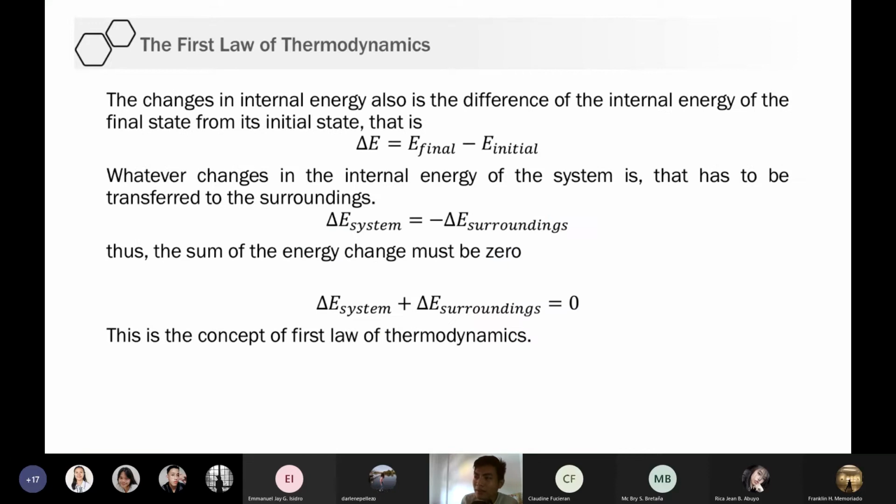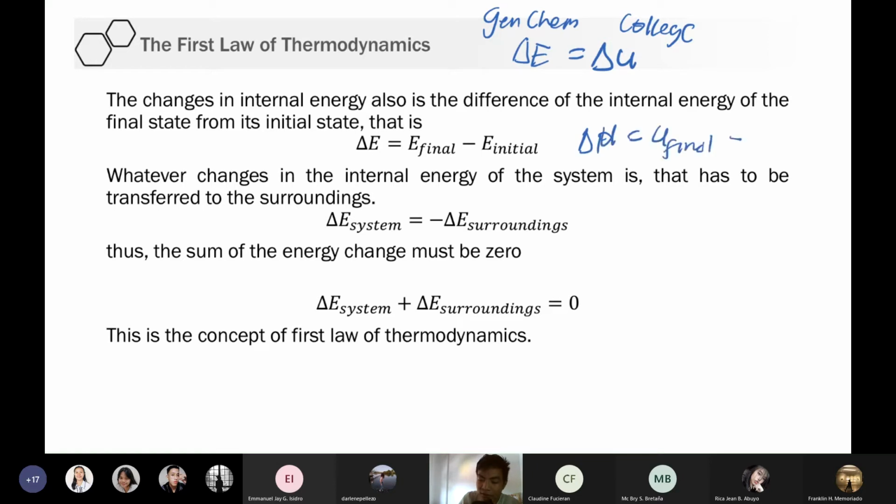No? Okay? This should be delta U. Hindi ko napalitan, sorry. Okay. So, delta E is delta U. Yung E kasi, ito ginagamit namin kapag Gen Chem. Ang delta U kapag college ka na. Ganun talaga. Okay. So, the change in internal energy is the difference of internal energy from the final state and initial state. Ibig sabihin nun, delta U is equal to U final minus U initial.